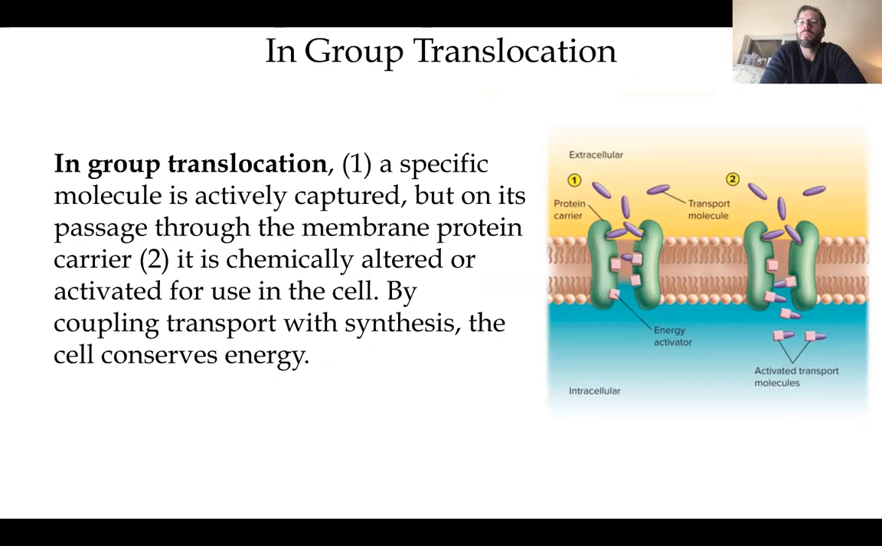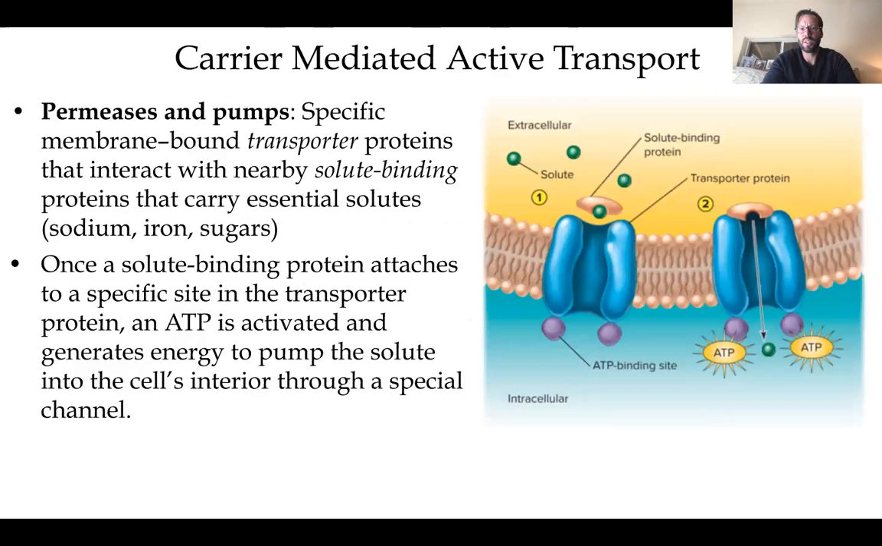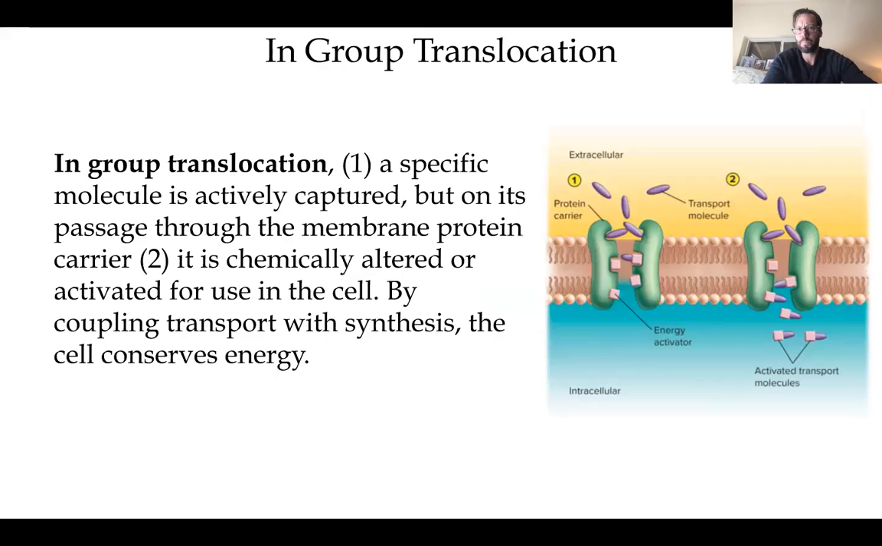And then group translocation. This is where something from the outside is bound to the carrier protein and then modified to a certain extent on its way in, so that you have something that's ready to go. Once it enters, it has its modification. This can conserve energy because you're only using energy to pass it through, and in the process, it gets modified. So it doesn't need to be modified in a second step, which could potentially require more ATP. It's a convenient way to bring in certain elements or biomolecules and modify them so that they're ready to go. The difference here is that with carrier-mediated active transport, it's not modifying those molecules per se.